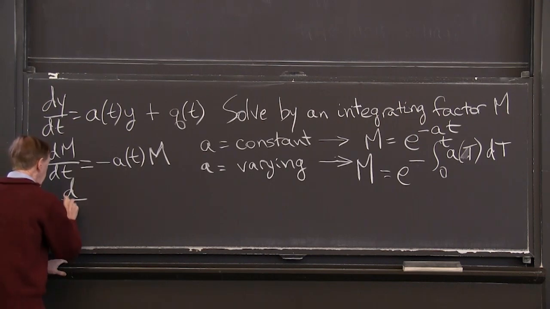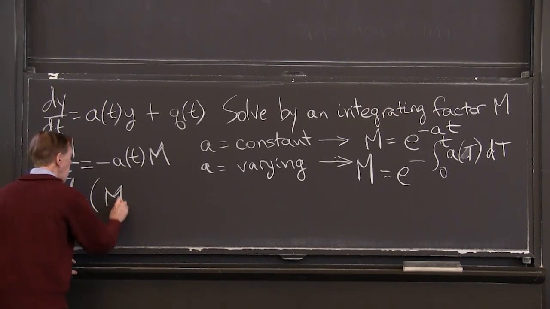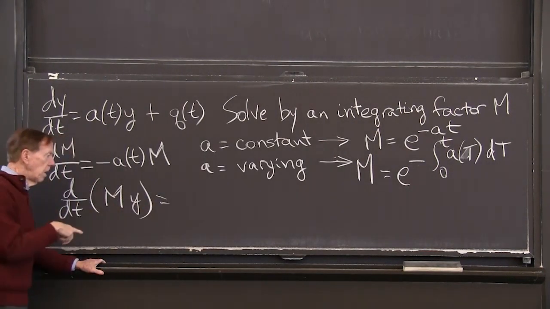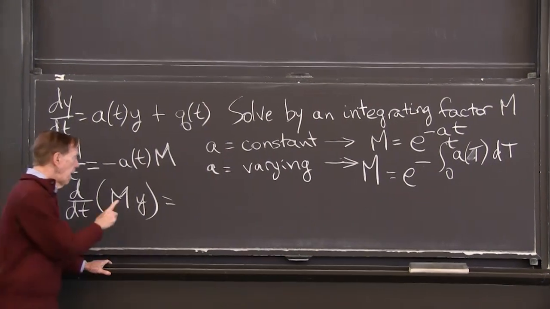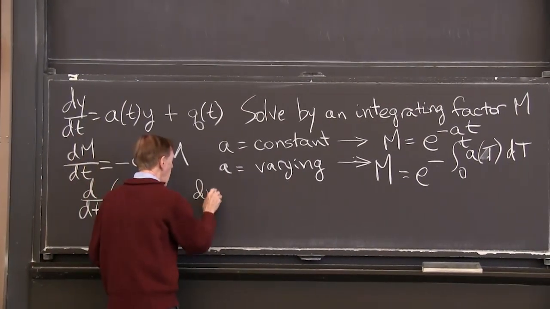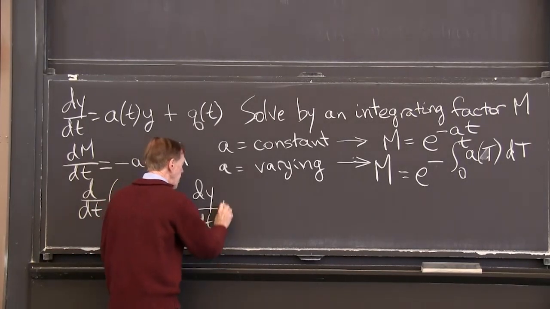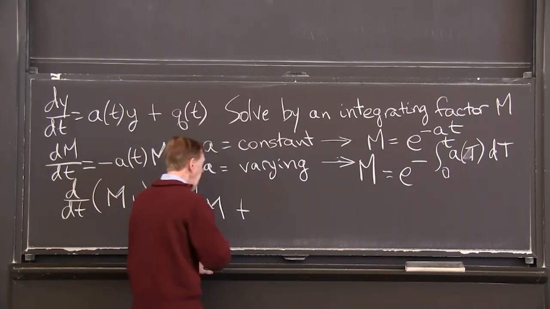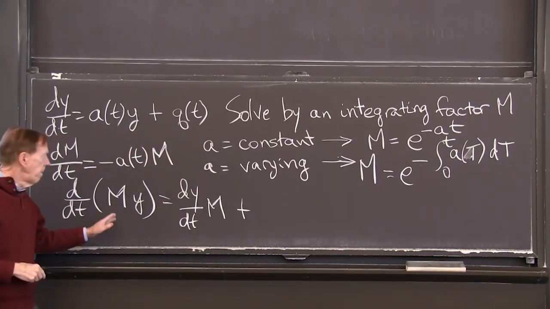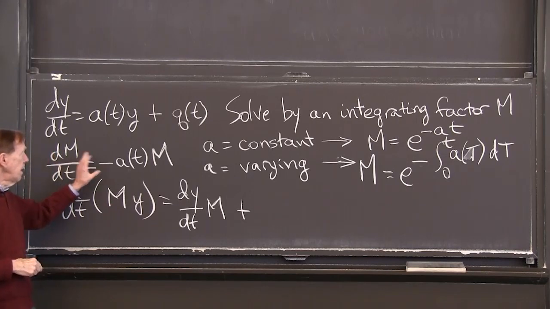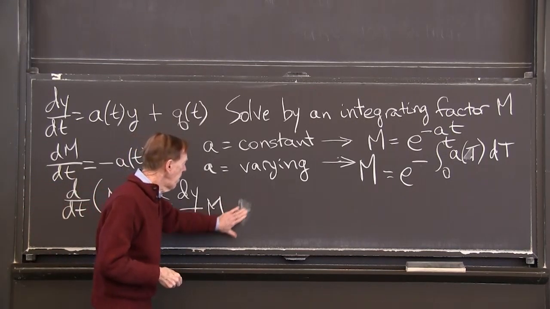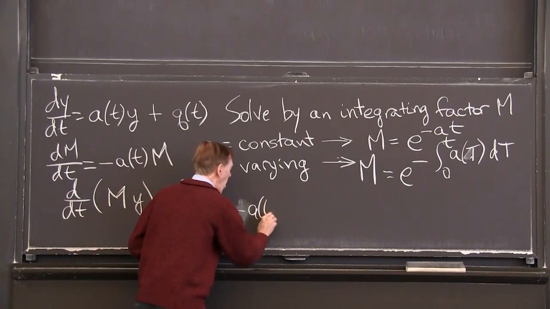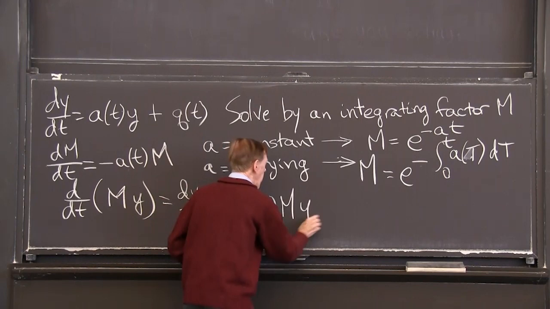Look at the derivative of m times y. That's a product. So I'll use the product rule. I get the derivative of y times m, and then I get the derivative of m times y. But the derivative of m is minus a of t m, so I better put the derivative of m is minus a of t m times y.